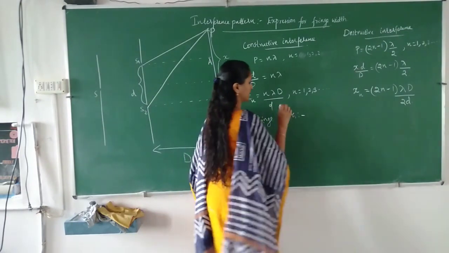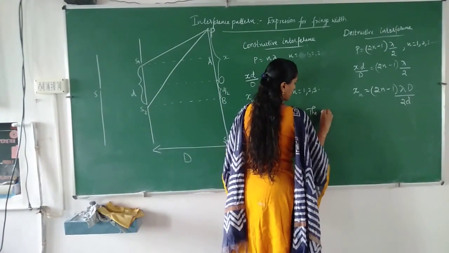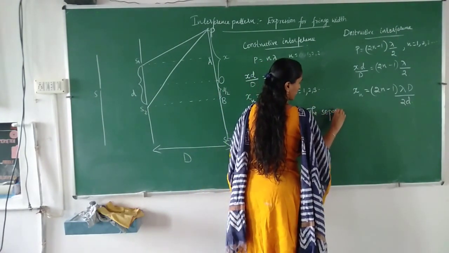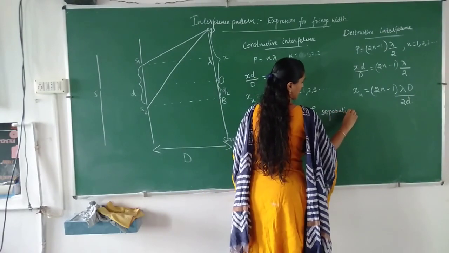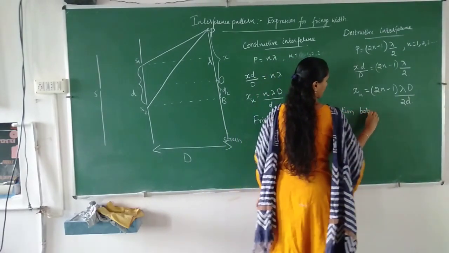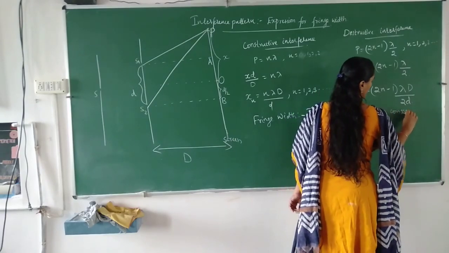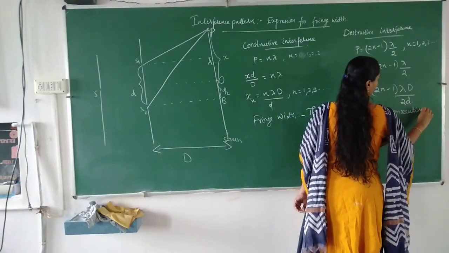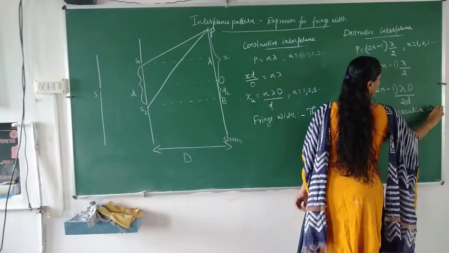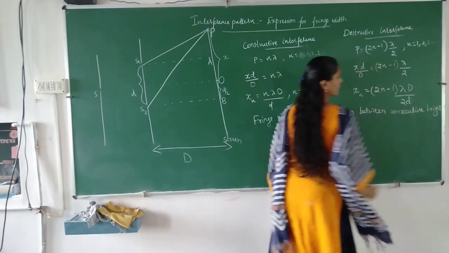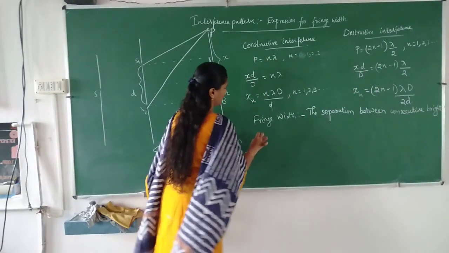Okay. Fringe width means the separation between the consecutive bright or dark fringes.